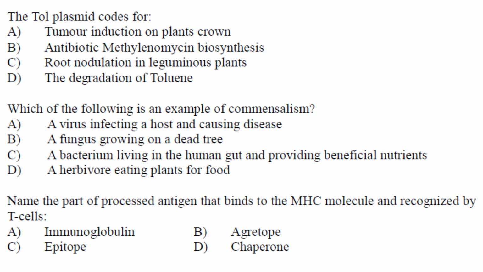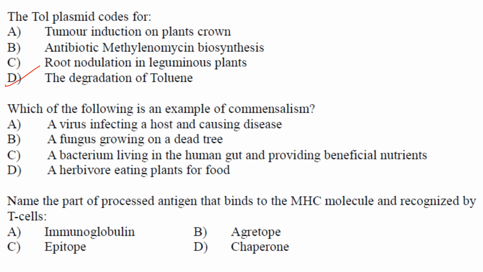Then, the Ti plasmid codes for tumor induction in plant crown. Antibiotic methylenomycin biosynthesis, that is also not correct. Root nodulation in leguminous plants is by the SYM plasmid, in rhizobia, which is responsible for root nodulation. Then the degradation of toluene. Yes, the TOL plasmid is for degradation of toluene. So answer is option D.